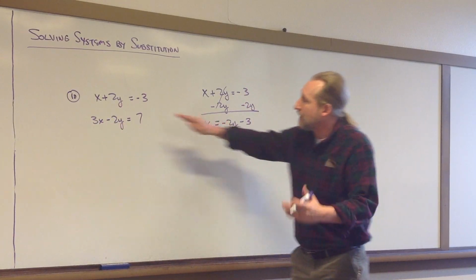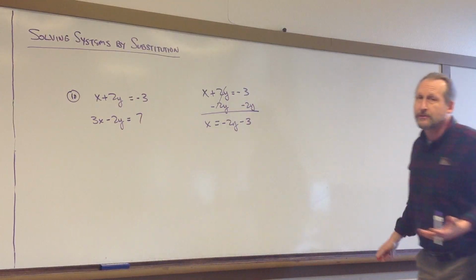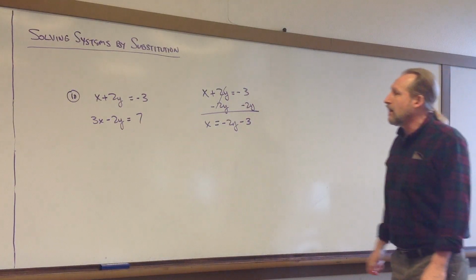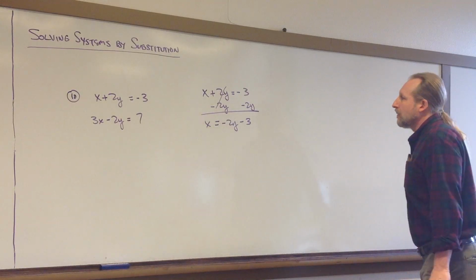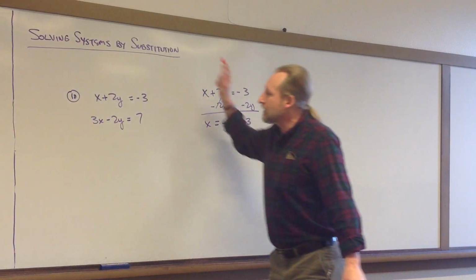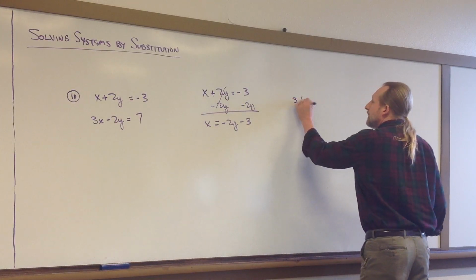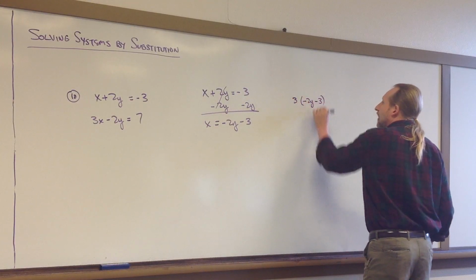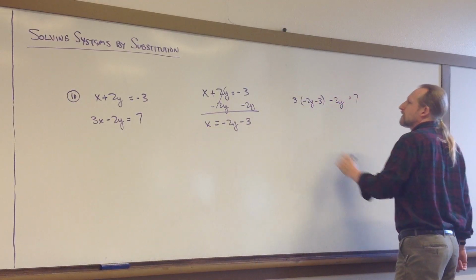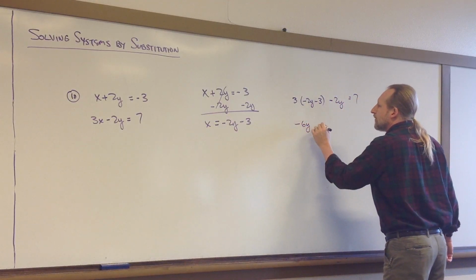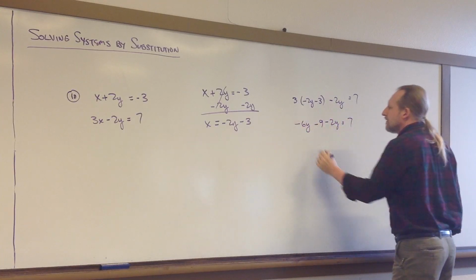Now, don't plug it back into the same equation you just used, because it's not going to generate a solution. If you want to talk to me about that, I'll be happy to talk with you about it. But if you isolate one equation, you have to plug it in to the other one. So 3 times negative 2y minus 3 minus 2y equals 7. So negative 6y minus 9 minus 2y is 7.